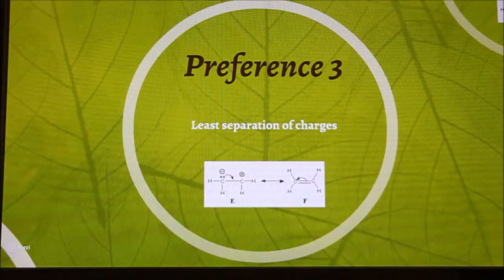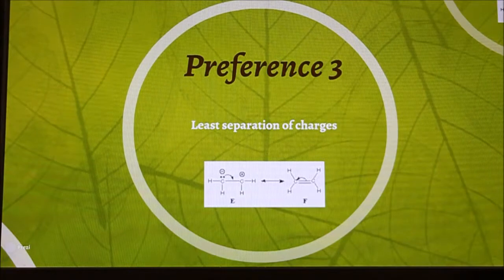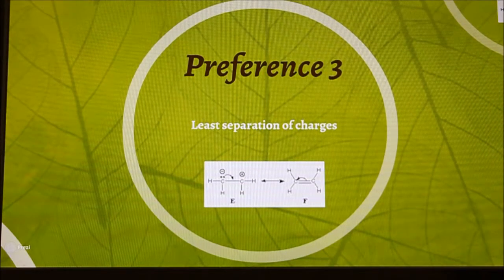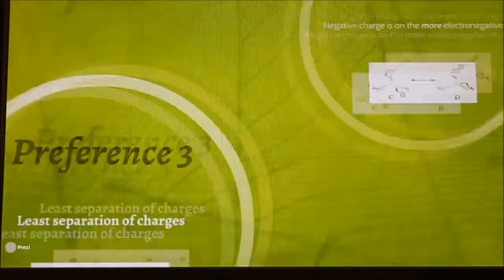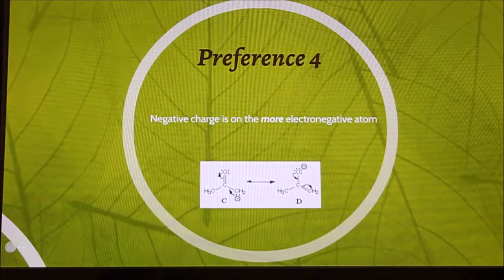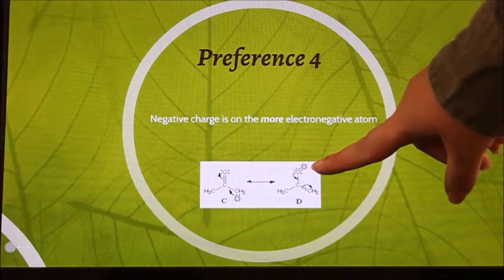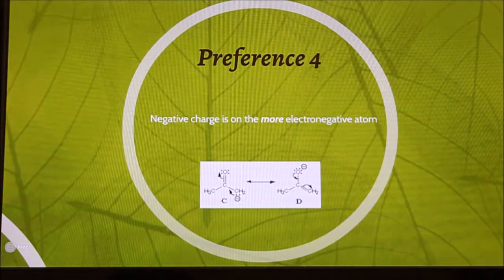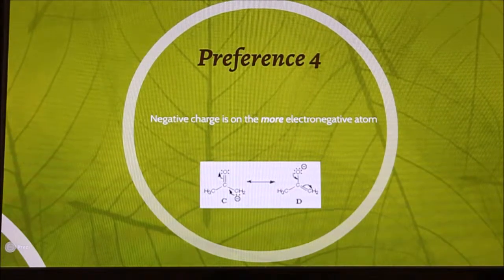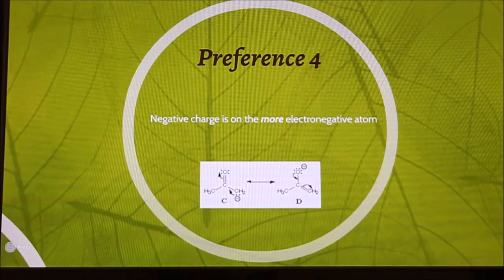The third preference is that it has the least separation of charges. So as you can see in structure E, of the 2 carbons, one is charged negative while the other is positive, and then in structure F, the atom is neutral, so it has the least separation of charge, making F the greater contributor. The fourth and final preference is that the negative charge is on the more electronegative atom. So you can see in structure D, the negative charge is on the oxygen versus in structure C when it is on the carbon, making structure D the major contributor.